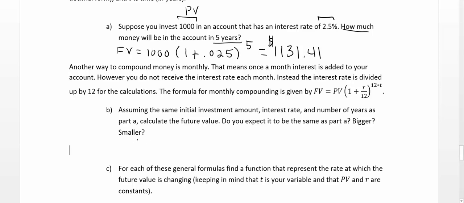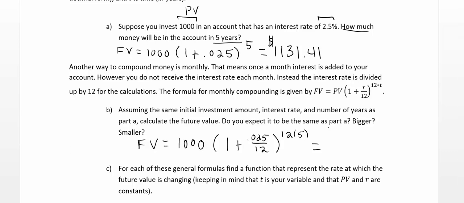So here, plugging in all my numbers really carefully, I get future value equals, now my initial amount is $1,000, and I'm going to do 1 plus 0.025 divided by 12, raised to the 12 times 5. I'm going to carefully enter all these numbers into my calculator. Again, try to be careful with your calculations and your parentheses and things like that. And I'm going to get $1,133, even if I round to 2 decimal places.